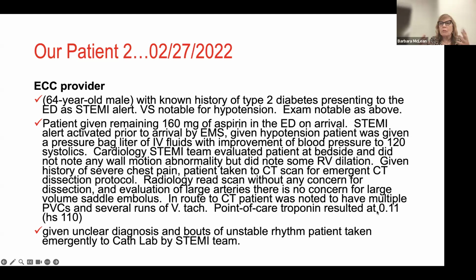When we're looking at that patient, 0.11 times 1,000 gives you HS troponin. And because he kept having this unstable rhythm with VTAC and PVCs and the diagnosis wasn't clear, the decision was made to take him to the cath lab.